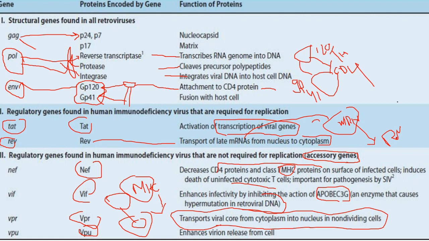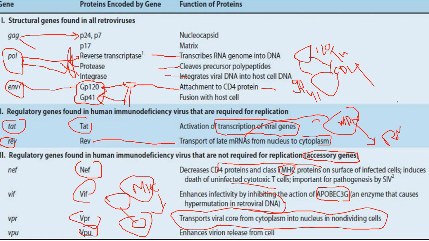The REV gene transports late messenger RNA from the nucleus to the cytoplasm. It means that when the messenger RNA is formed in the nucleus, this RNA is transported to the cytoplasm. They are transported to the cytoplasm by which protein? By REV.